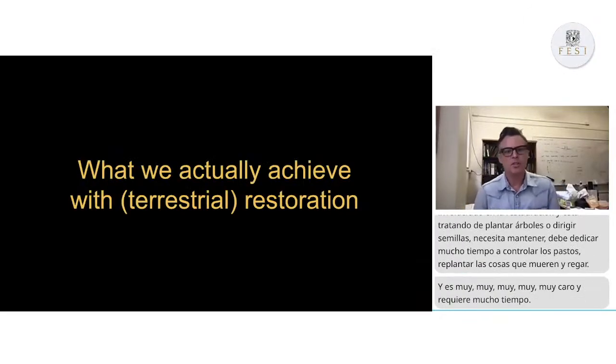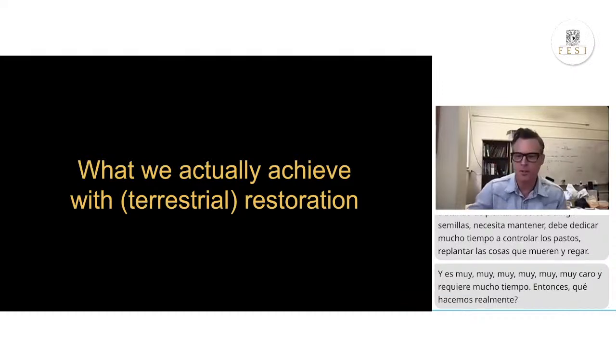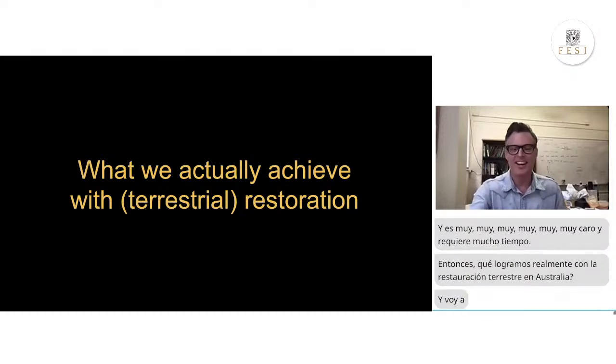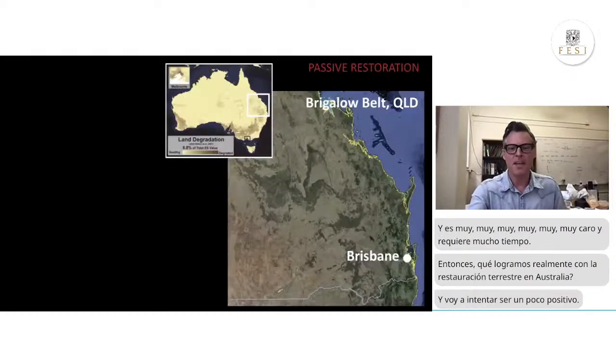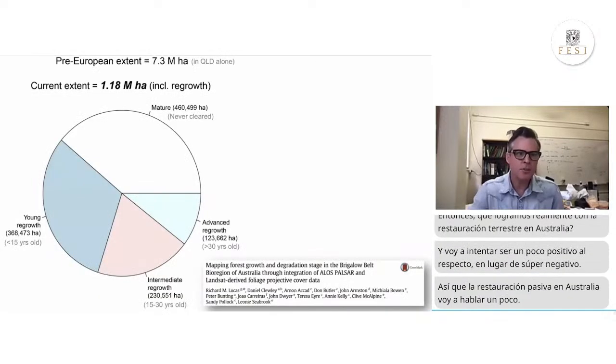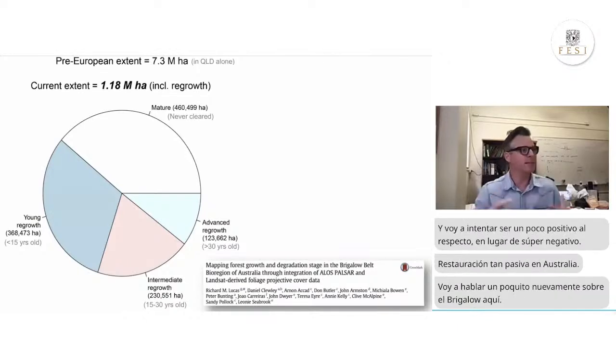So what do we actually achieve with terrestrial restoration in Australia? And I'm going to try and be a little bit positive about this rather than super negative. So passive restoration in Australia, I'm going to talk a little bit about the brigalow again here, just to show you how much regrowth we get.